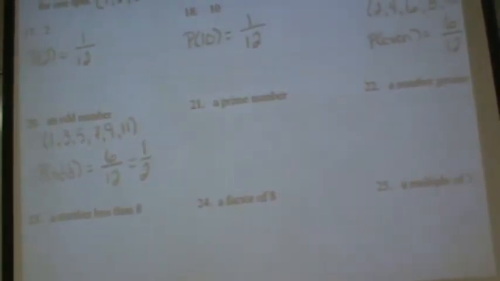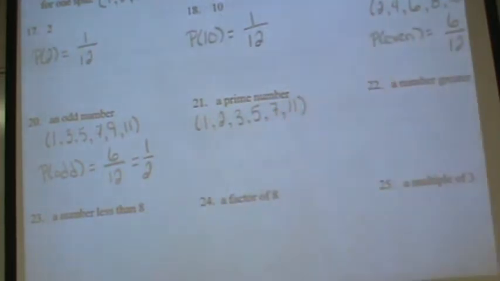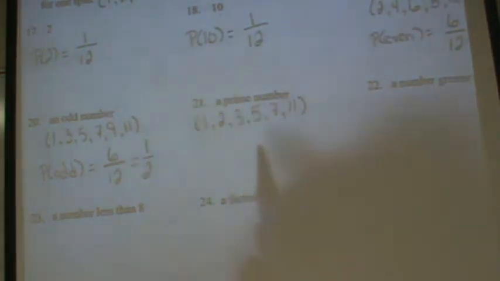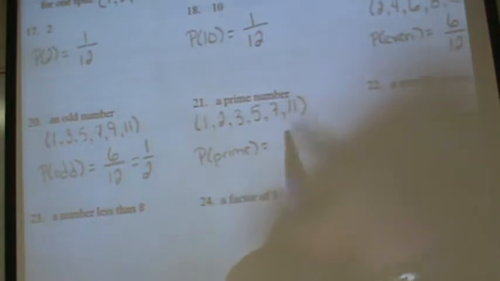Number 21, probability that you have a prime number. So again, our prime numbers are 1, 2, 3, 5, 7, and 11. So we have 6 prime numbers, so probability of prime is 6 over 12, which again equals 1/2.